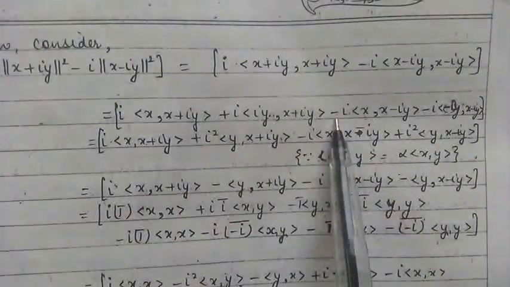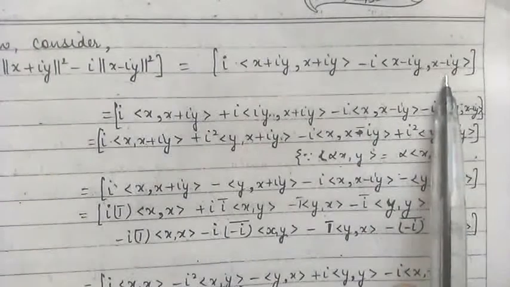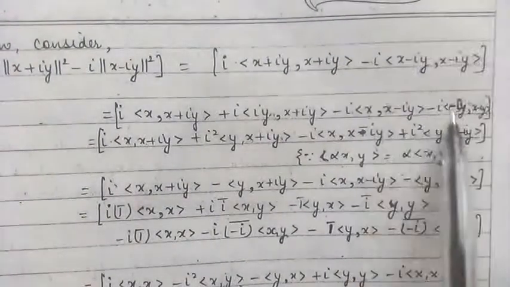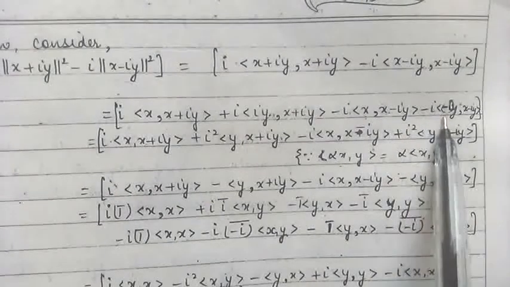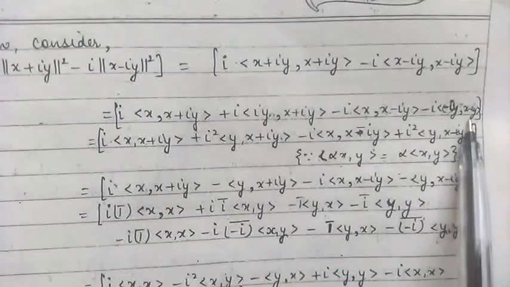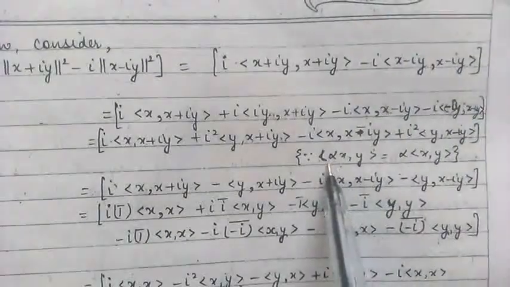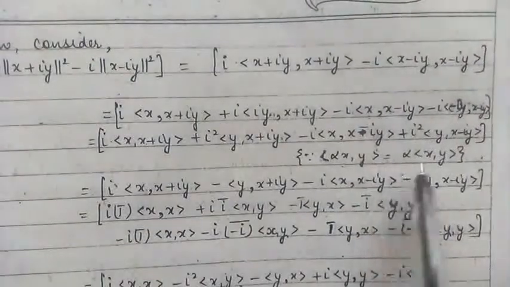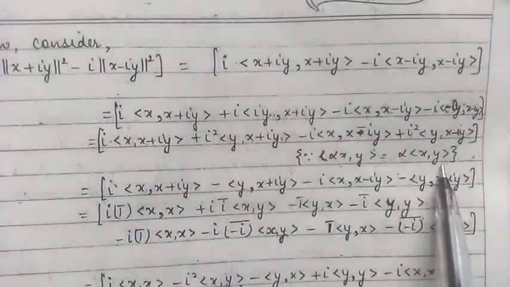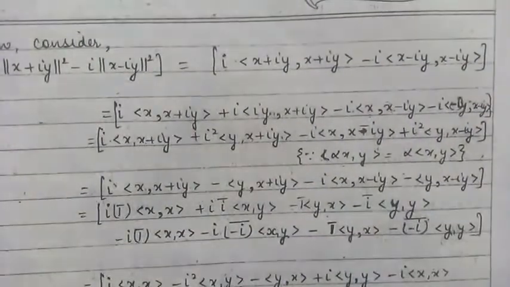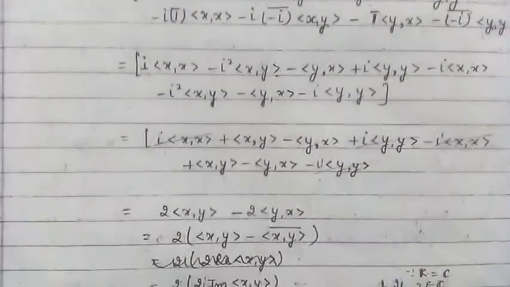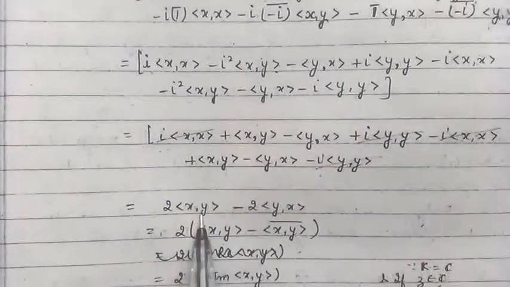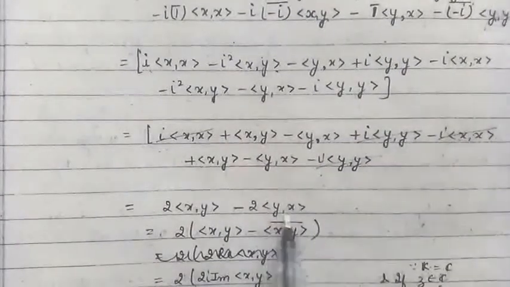By using property of linearity, this inner product will be inner product of x with x minus iota y, minus iota into inner product of minus iota y with x minus iota y. Now using this property, inner product of alpha x with y is equal to alpha into inner product of x with y. So using this property and simplifying, we can get the value which is 2 times inner product of x and y minus 2 times inner product of y with x.